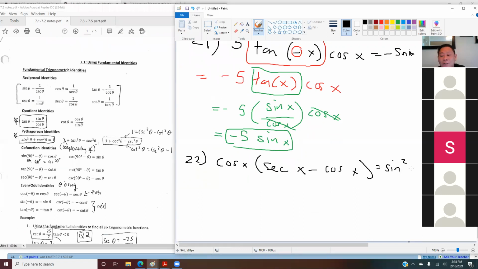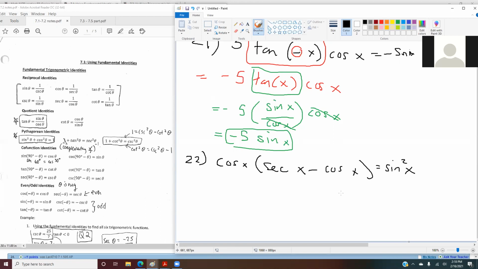So my question is, how are you going to prove this? Because this is what you get in my test. This is equal to sine square x. So prove this. Anyone? There's a lot, so I recommend not putting it in the chat room. So tell me which one you're going to start first. Brianna? Henry?